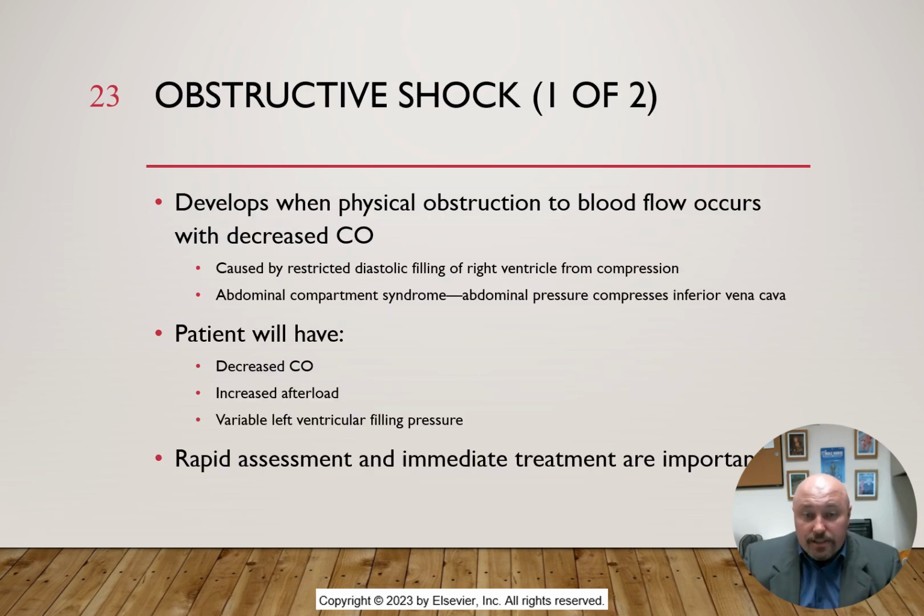Obstructive shock. This develops when physical obstruction to blood flow occurs with decreased cardiac output, and is caused by restrictive diastolic filling of the right ventricle from compression. Also, abdominal compartment syndrome. Abdominal pressure compresses the inferior vena cava. In this case, the patient will have decreased cardiac output, increased afterload, and a variable left ventricular filling pressure.